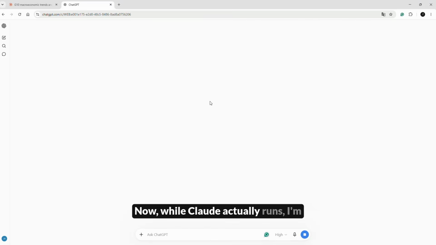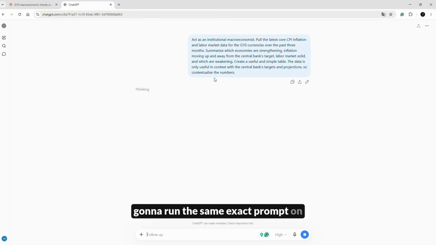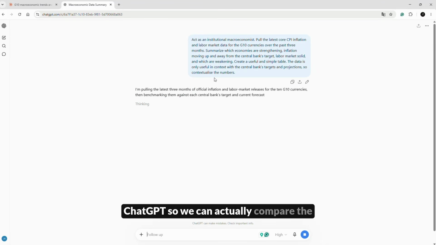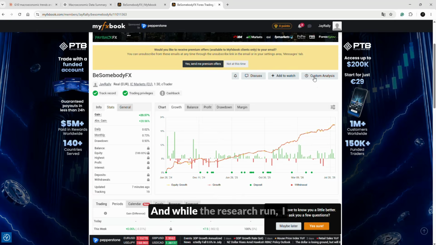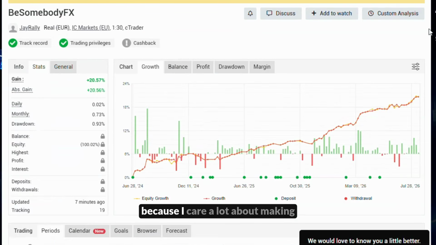Now, while Claude runs, I'm going to run the same exact prompt on ChatGPT, so we can compare the two, because I've never done this actually. We can look at who organizes things better. Okay, let's see.